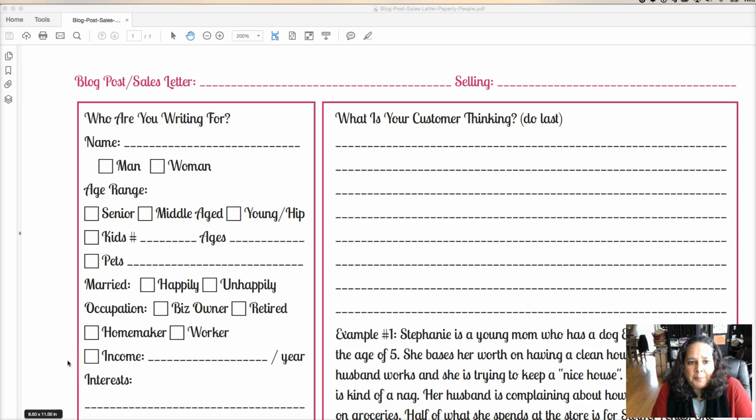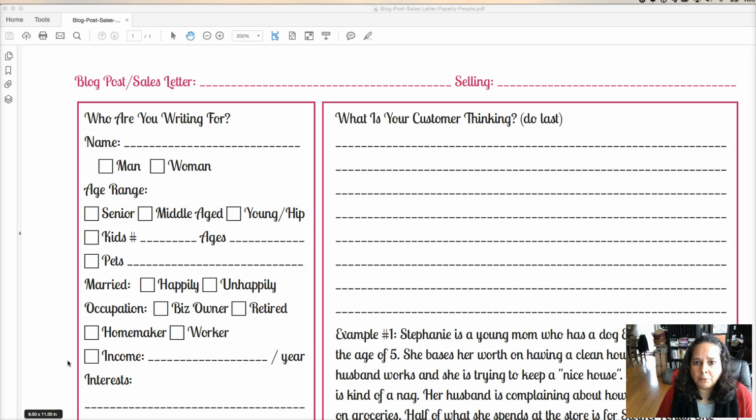Tara Jacobson, Paperly People. Today we're going to be talking about how to write an effective blog post or sales letter by knowing who you're writing to. Yesterday I was meeting with a friend and we were talking about selling a Swiffer refill. She knew what she wanted to write about, but she didn't know who she was writing it for. I think that if you don't know who you're writing it for, it makes it much harder. Then you have to do a lot of work.